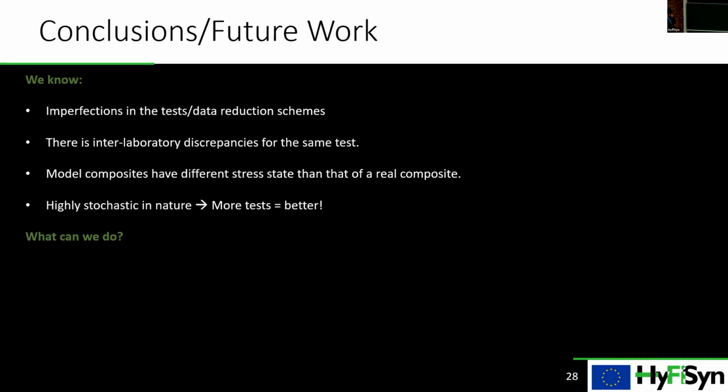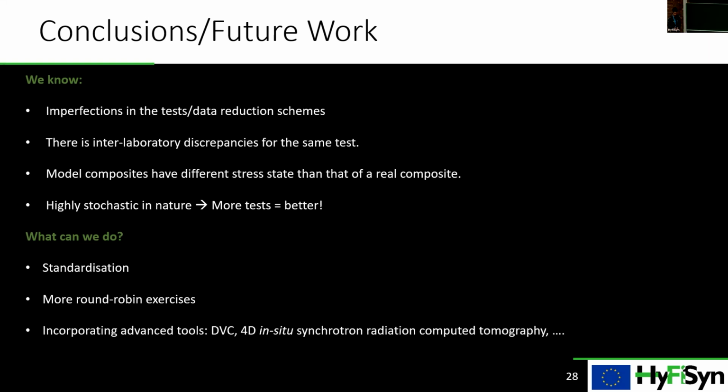But what can we do further as future work? Well, we should come up with standards for these tests. And one of the means to do so is that we should do more round-robin exercises where a similar material is distributed between different labs, and at the end, the data acquired are compared with each other. We can also incorporate advanced new tools such as digital volume correlation or 4-dimensional in situ synchrotron radiation computed tomography. And we can see what is really happening and whether we are satisfied with our data reduction skills.